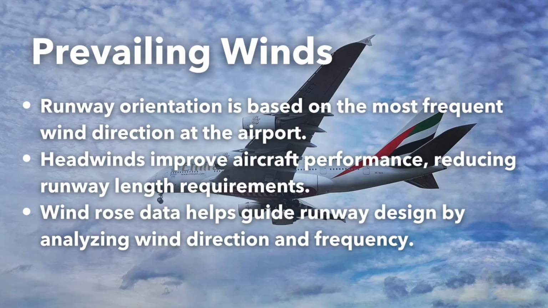To ensure aircraft can take off and land safely in varying wind conditions, airports design runways to align with the prevailing winds, which are the most common wind direction at the airport's location. This maximizes the likelihood that aircraft can operate with a headwind, allowing for more efficient performance and shorter runway requirements. Runway design is also guided by the wind rose data, which shows the wind direction and frequency for the airport site.